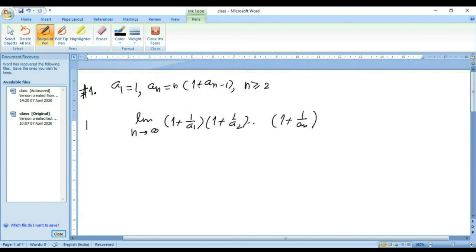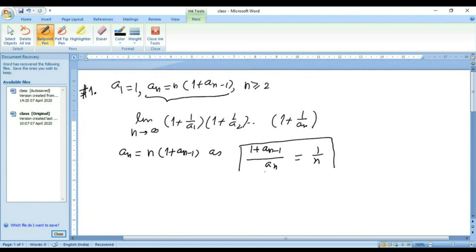So in such situations, the first thing that you must do is to play around with this equation in different ways. For example, I can write an equal to n times 1 plus an minus 1 as 1 plus an minus 1 upon an equals 1 over n. This is one of my relations that I will use repeatedly.